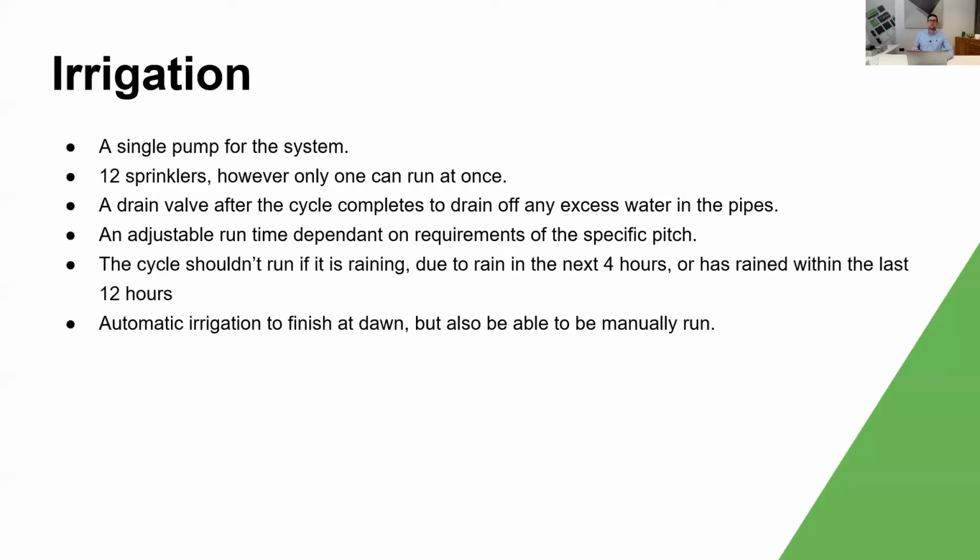But also, we need for this irrigation to be manually run as well. So at halftime, when all the players go in down the tunnel, whoever's looking after this can press a button in an app or a web page and it can start a manual irrigation.